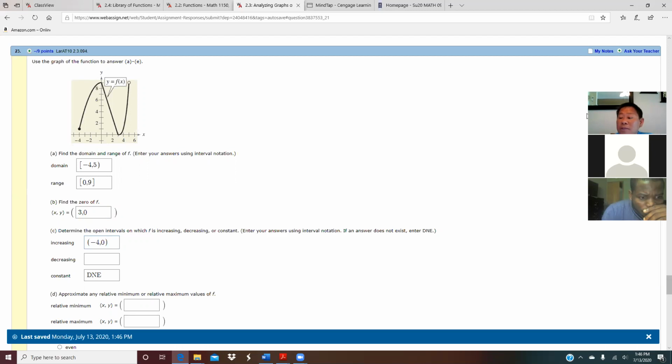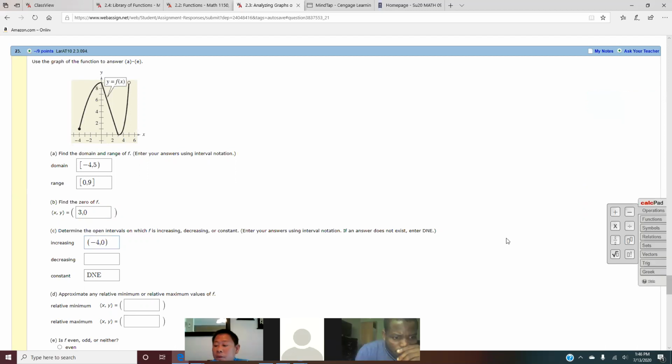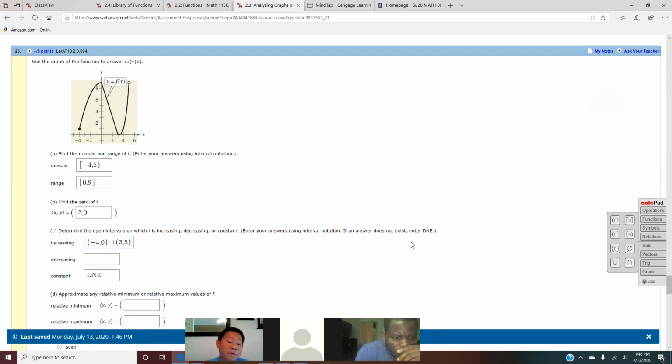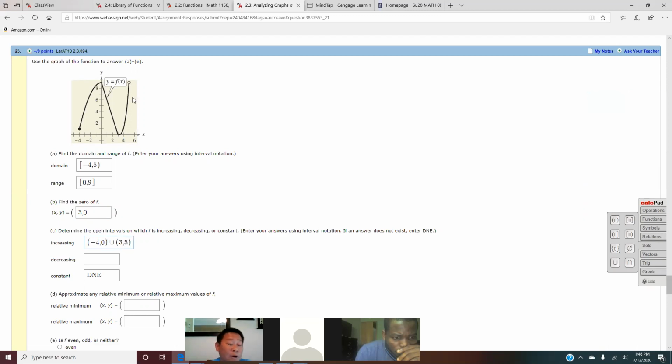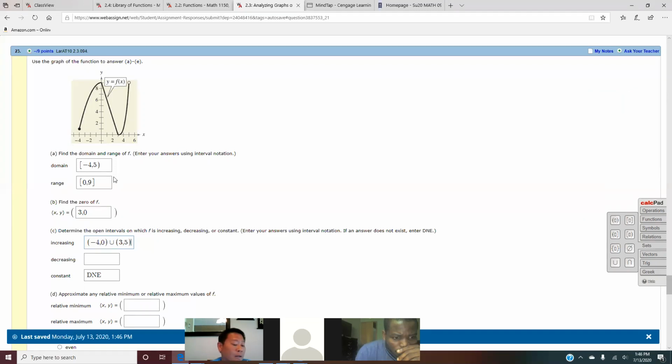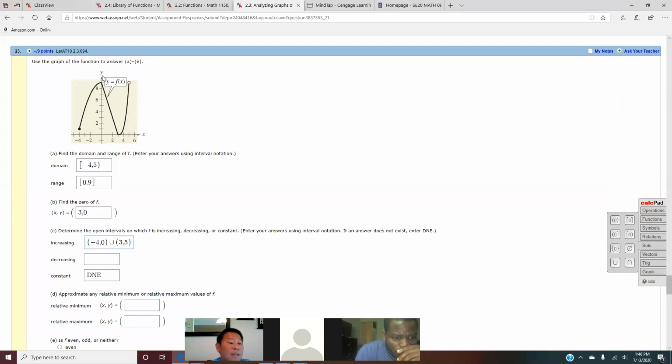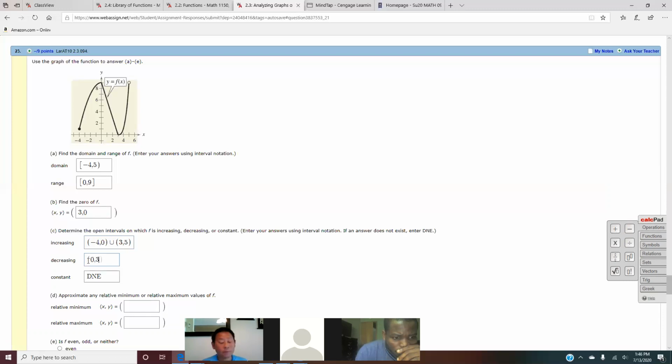So you have to use the union symbol, which is under relations, under set. Then you go from 3 to 5, and they are all in parentheses. I don't care if they are open or closed, touching or not touching. They're all using parentheses here. Decreasing goes from 0 to 3, because from here to here it goes down. So it's 0 to 3, again all parentheses. This is how we figure out increasing, decreasing, and constant.